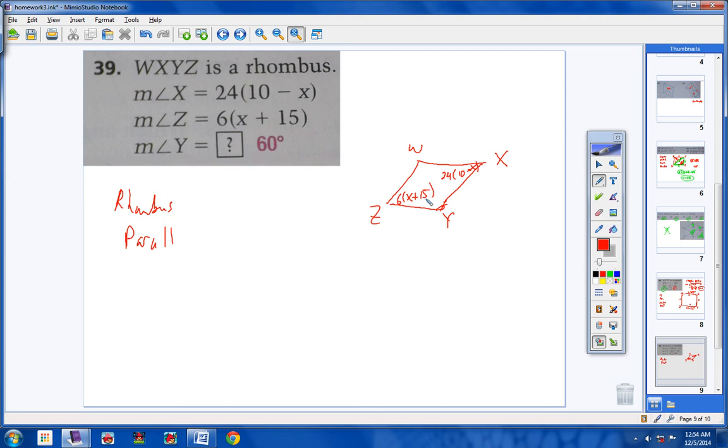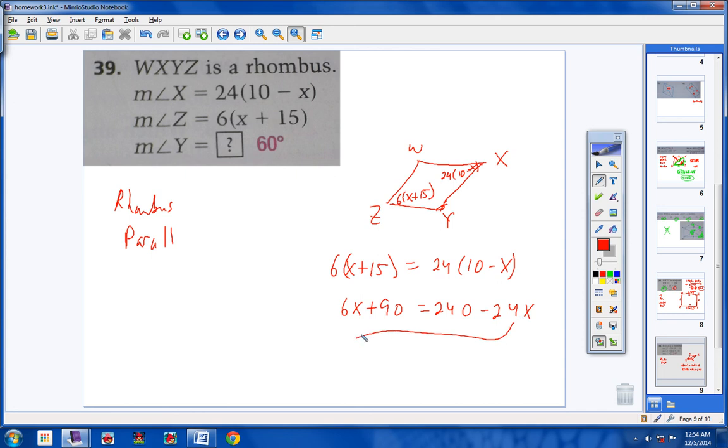Now let's stop right now. Let's solve for x. We can do that, okay? Because in a parallelogram, opposite angles are congruent. So 6 times x plus 15 equals the angle opposite, which would be 24 times 10 minus x. So here we go. Take your 6 and multiply it through. 6x plus 90 equals 240 minus 24x.